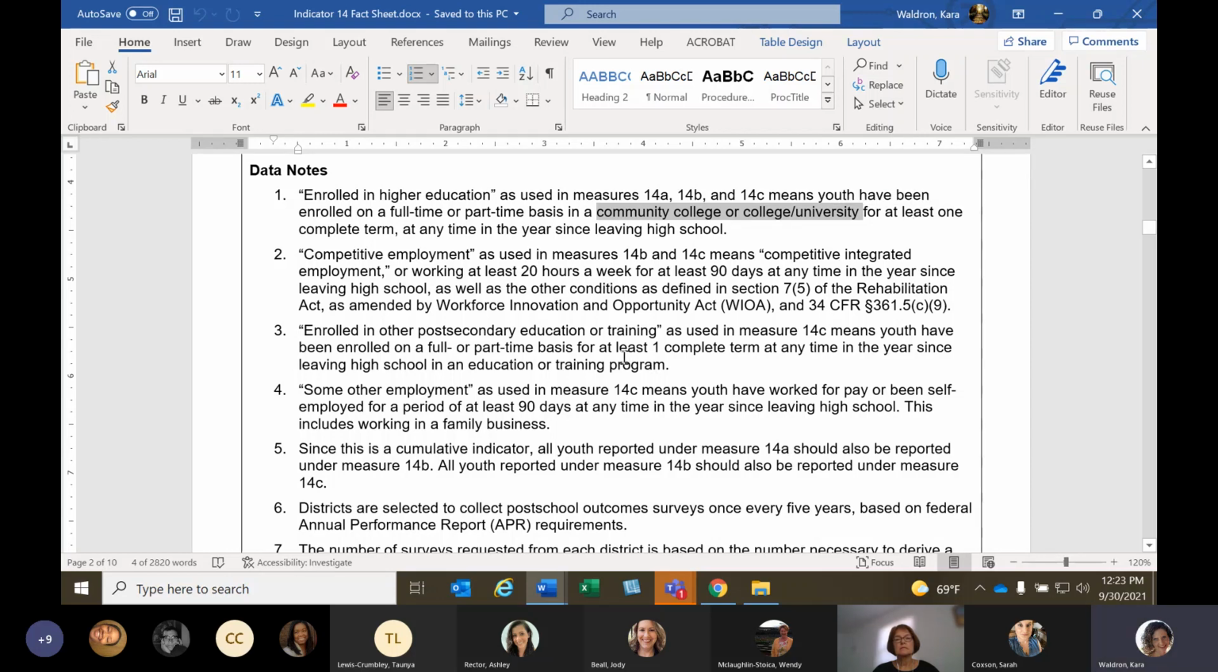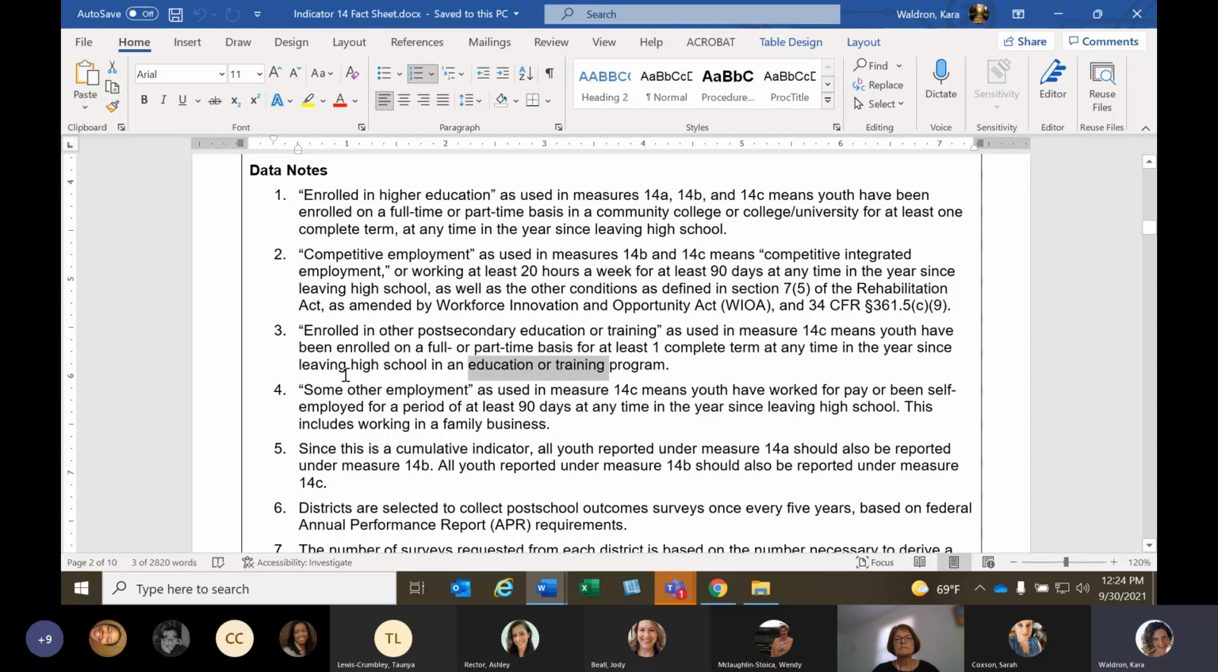This further goes on to say that other post-secondary education or training means that they've been enrolled for a full or part-time basis for at least one complete term in some sort of other training program that doesn't meet the definition for 14A of enrolled in higher ed.